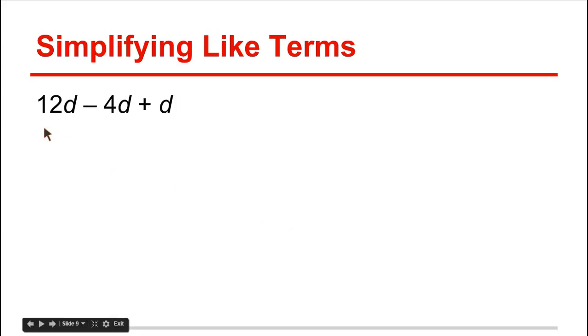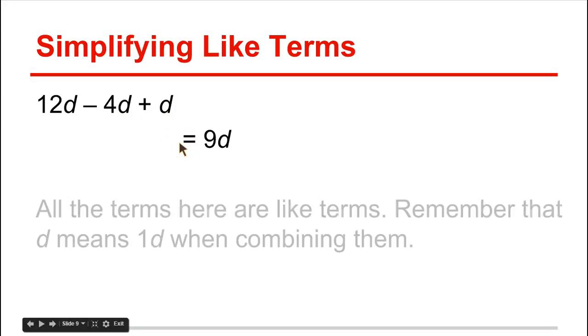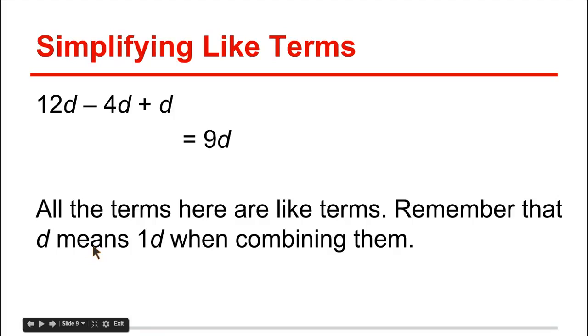Another example, 12d minus 4d plus d. We can combine that to 9d. Each term contains the one variable d. We take the 12, we minus 4, so it gives us 8d, plus one more d gives us 9d. All the terms here are like.